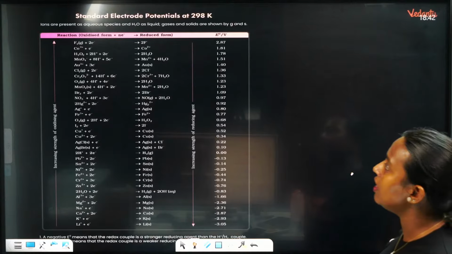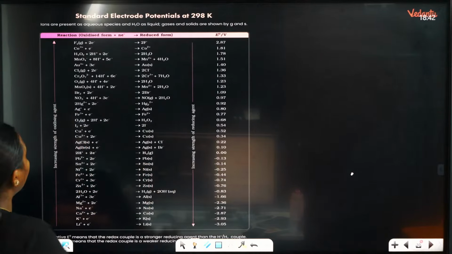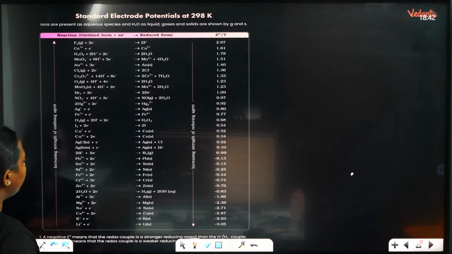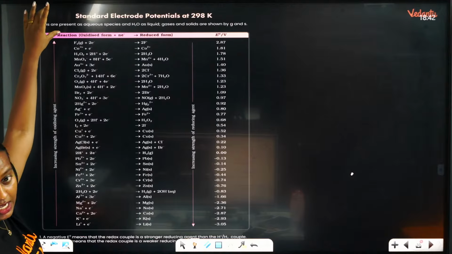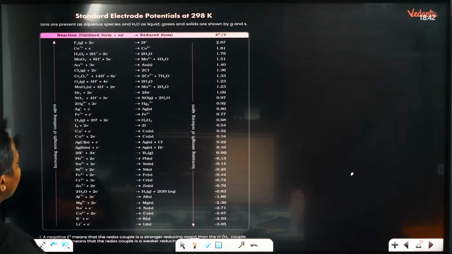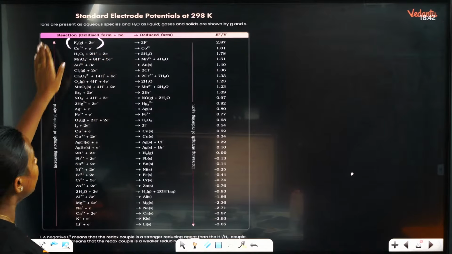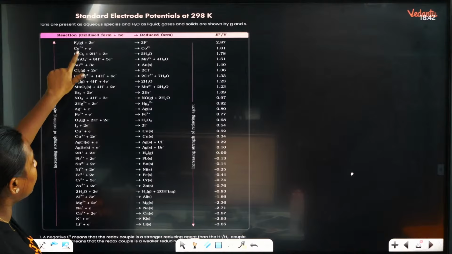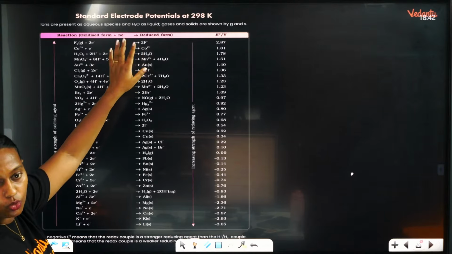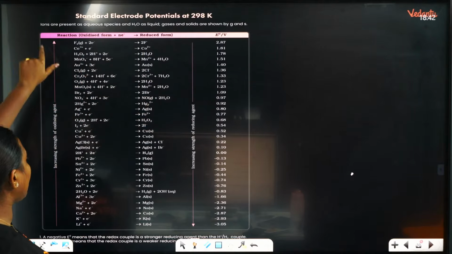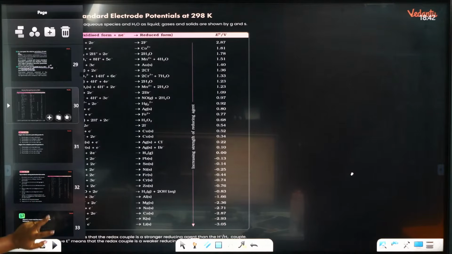So this is the standard electrode potential. Here you can see fluorine and lithium. Going from bottom to top, there is increasing strength of oxidizing agent. The strongest oxidizing agent here is fluorine. F2 plus 2 electrons becomes 2F minus. So it is a strong oxidizing agent.